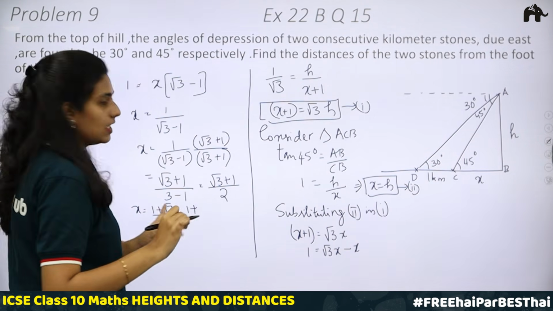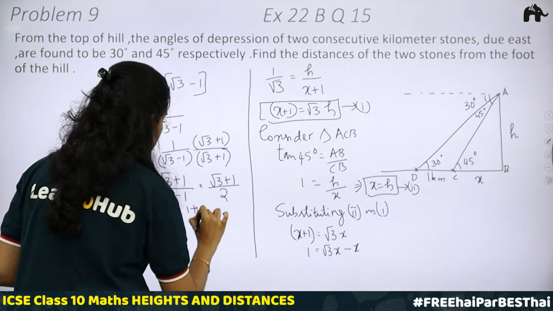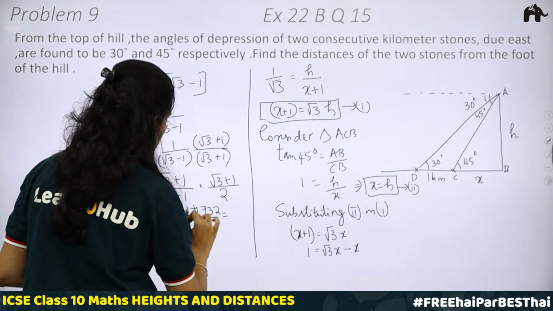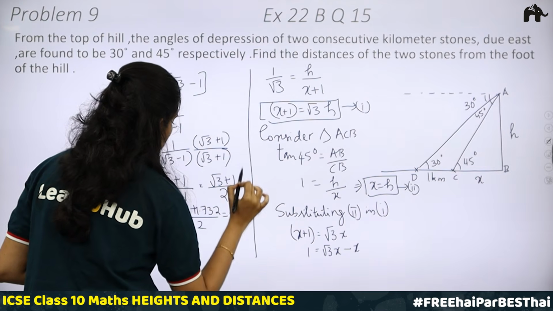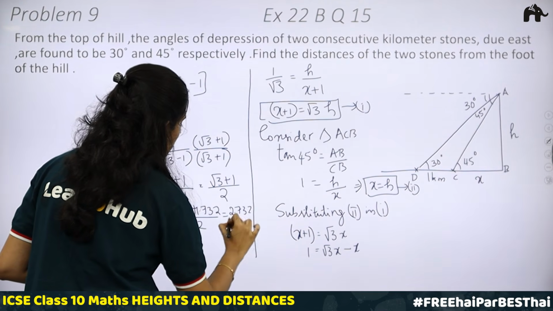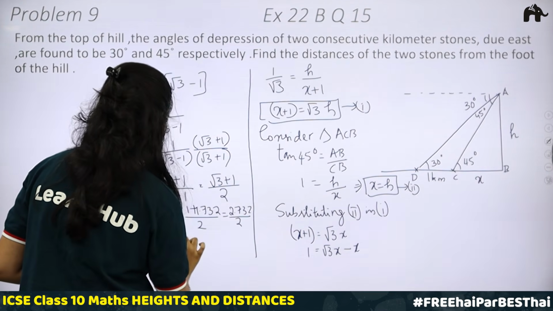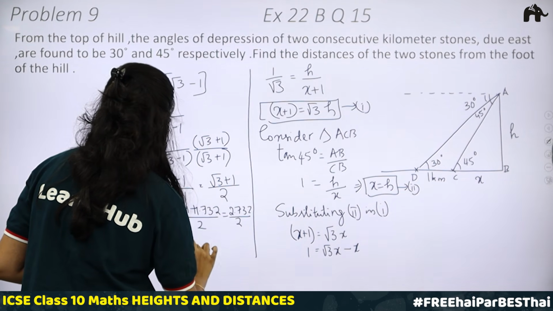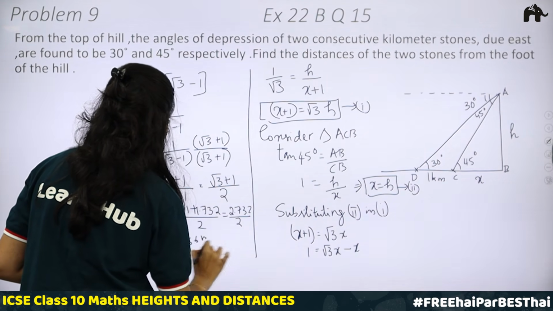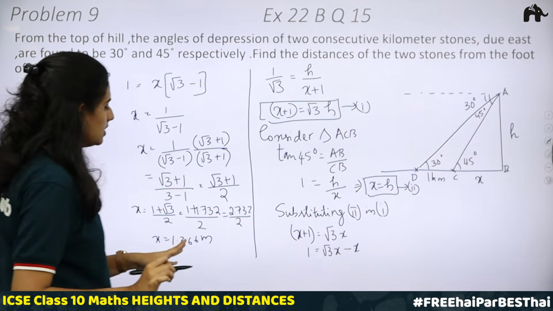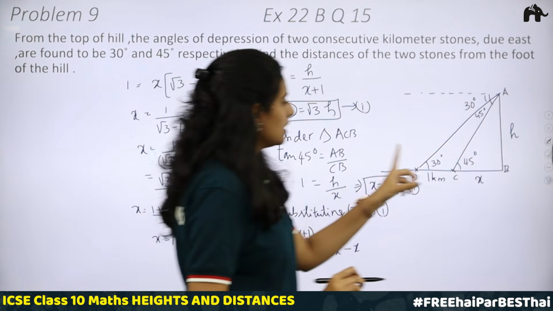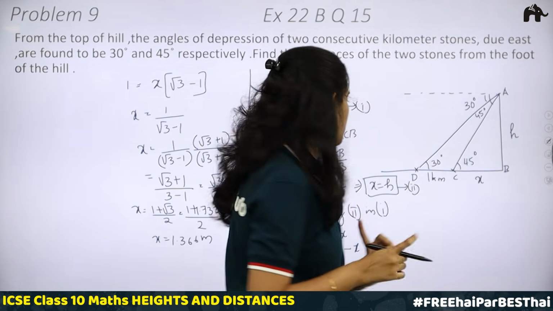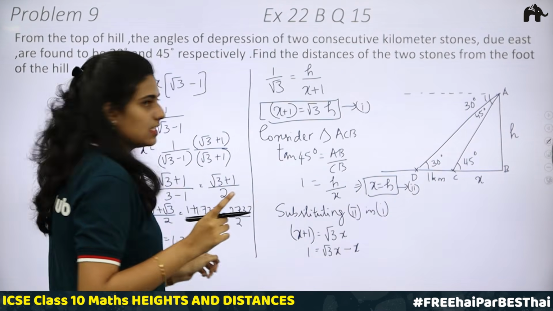What is the value of root 3? 1.732. So 2.732 divided by 2 is equal to 1.366. x is equal to 1.366 kilometers. So, we got the distance of the first stone from the foot of the hill equal to 1.366 kilometers.